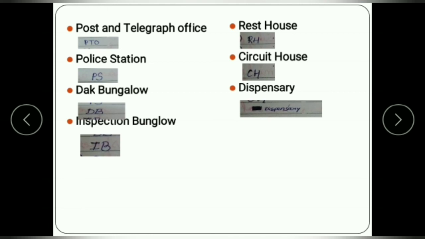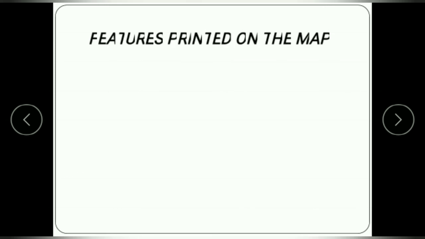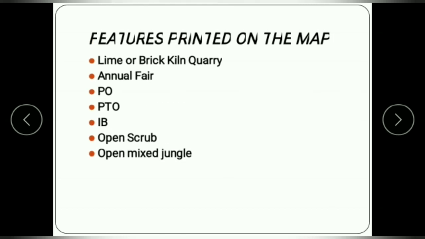Now there are some features that will be printed on the map, and on the side the feature name will be represented over the topographical map, like lime or brick kiln quarry, same lime kiln or the brick kiln, you will find the names are given. Annual fair also will be written. PO, post office, PTO, post and telegraph office, IB, inspection bungalow, open scrub, this is the natural vegetation of India, then open mixed jungle. These all will be written and clearly seen on the topographical map.